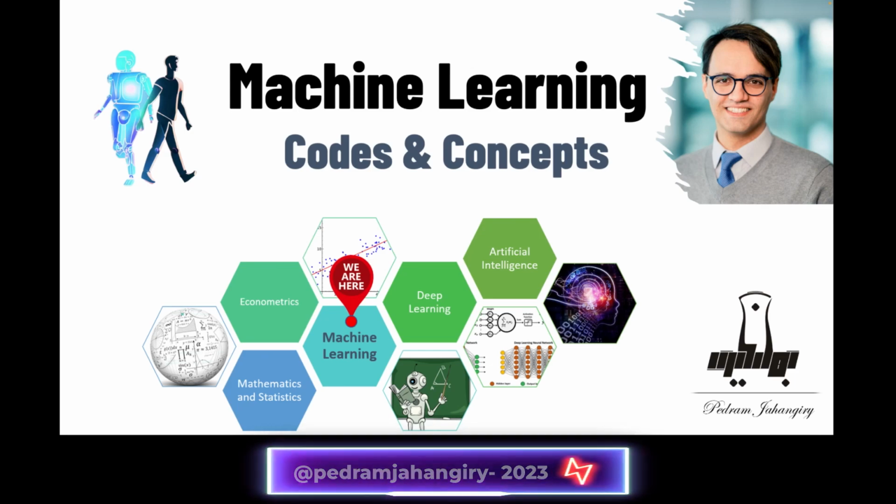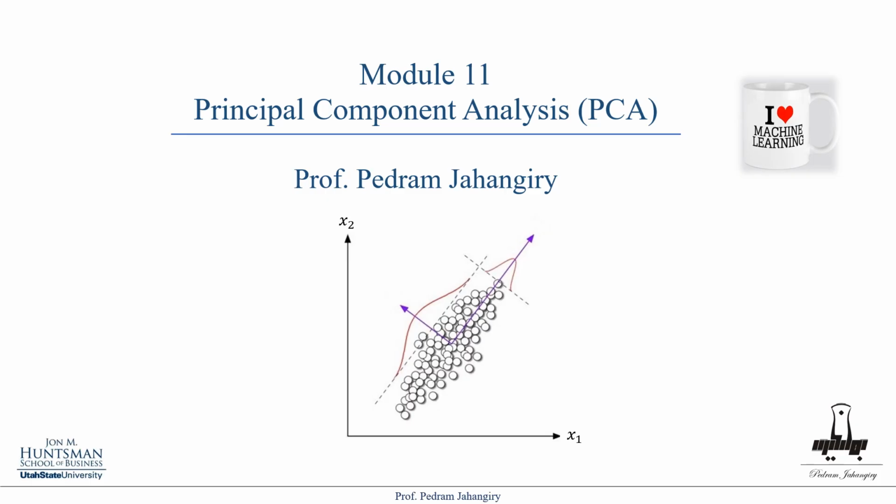Let's get started. All right, Principal Component Analysis, or PCA. This is our first unsupervised machine learning model that we're going to cover today. So what is it, why is it important, and what are the applications? Typically, PCA is used for reducing the dimensionality of the data in a way that it keeps as much information as possible while it's reducing the dimension.